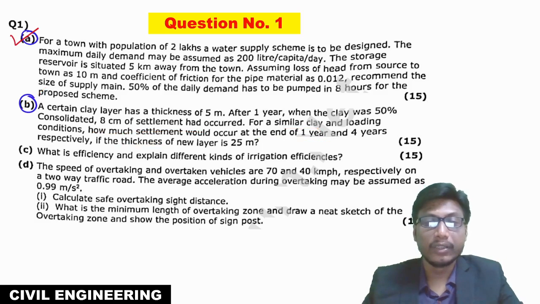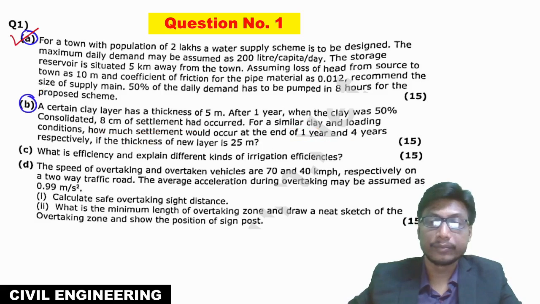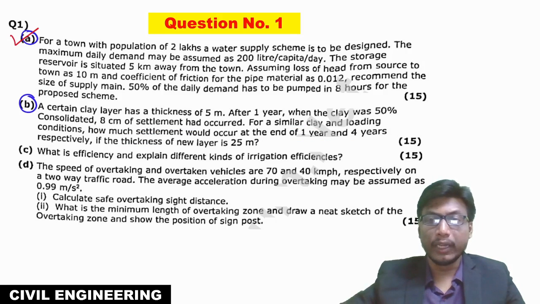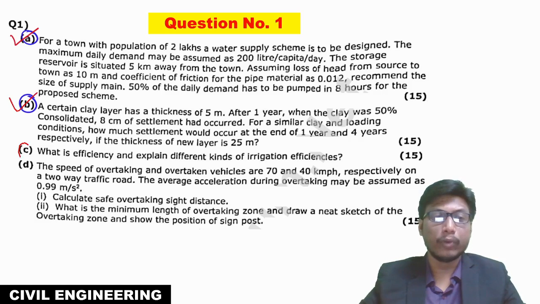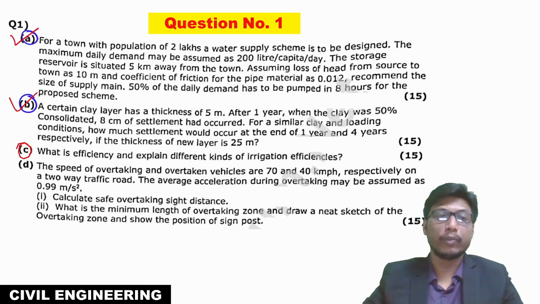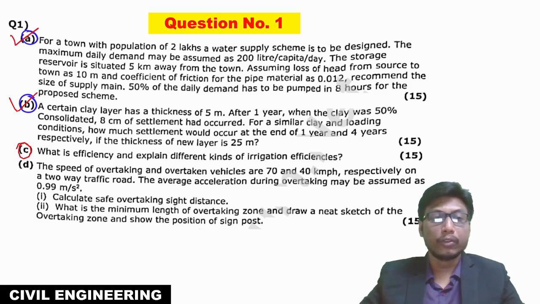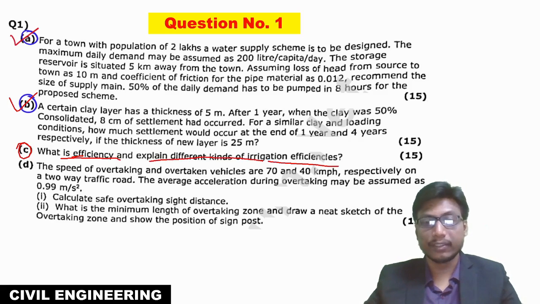Okay, now let's move to the next question. Now question number 3, that means the third part, question number 1C. We have solved question 1A, 1B, and now 1C. It is a theoretical question. It says, what is the efficiency, and explain different kinds of irrigation efficiencies. Okay, so let's see.